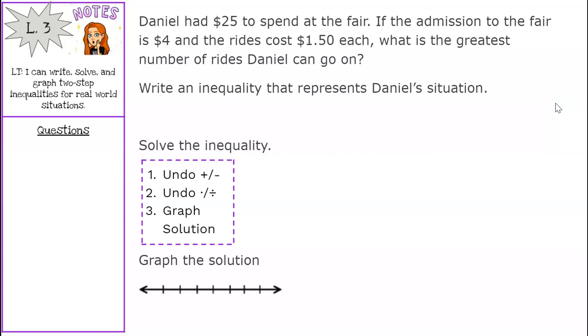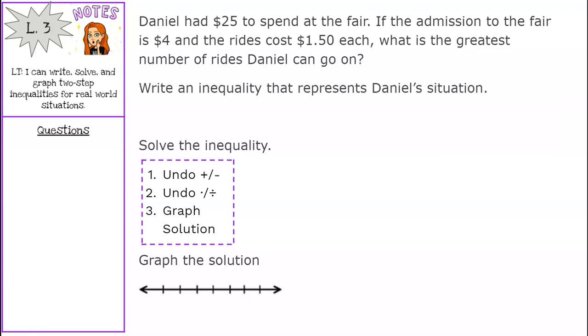Daniel has $25 to spend at the fair. If the admission to the fair is $4 and the rides cost $1.50 each, what is the greatest number of rides Daniel can go on? First thing we need to do is write an inequality that represents Daniel's situation. So let's go read that situation one more time.